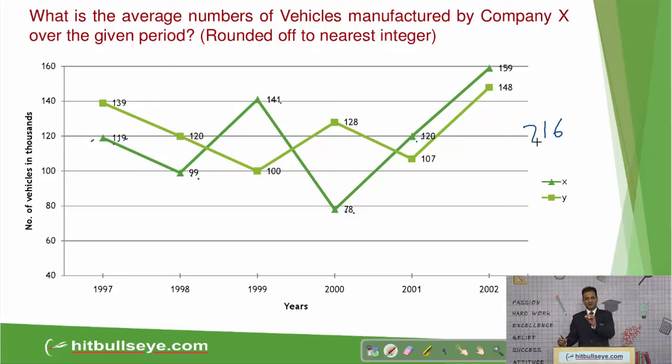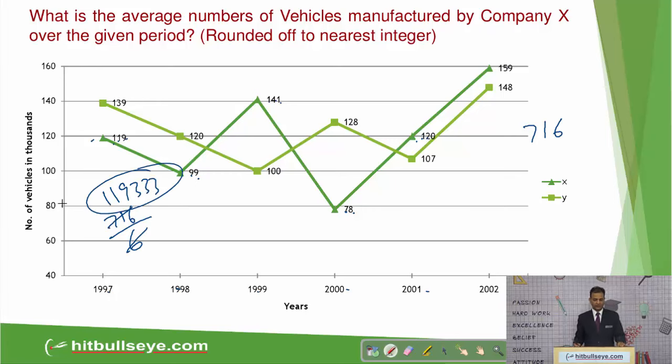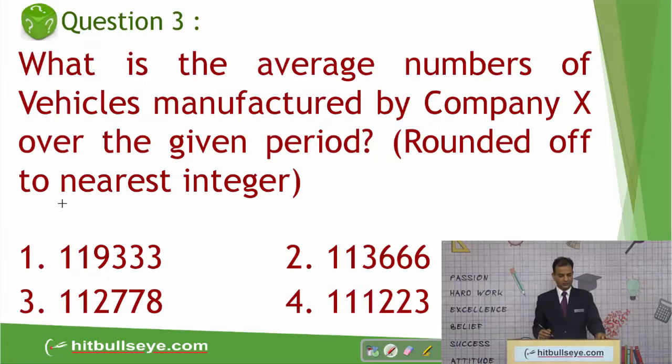Simply you can do addition. 716 divided by total number of years, 1 2 3 4 5 6, 6. It will be 6 times 11 is 66, remainder is 5 6, 6 times 9 is 54, remainder is 2 6, 6 times 3, 6 3, it will be 119.33. So you can see the options.